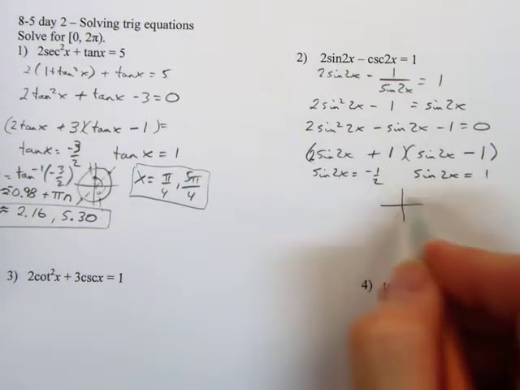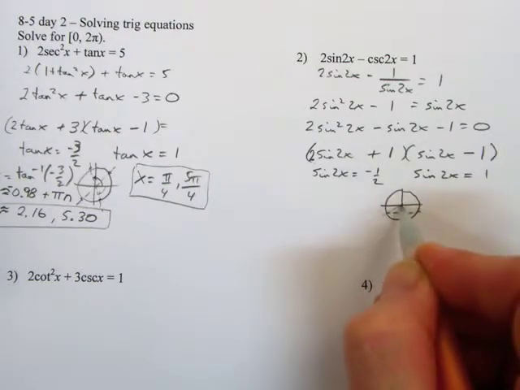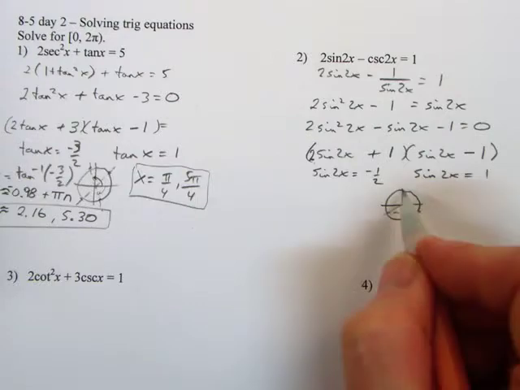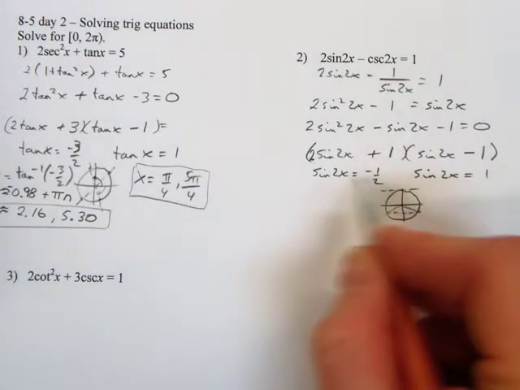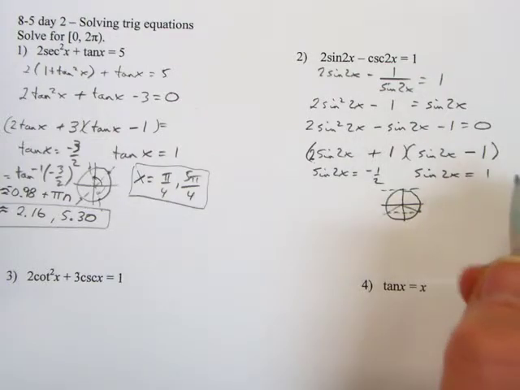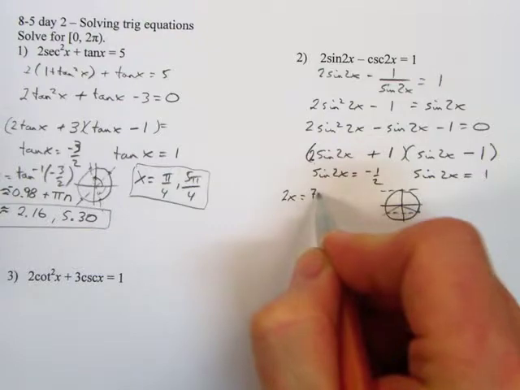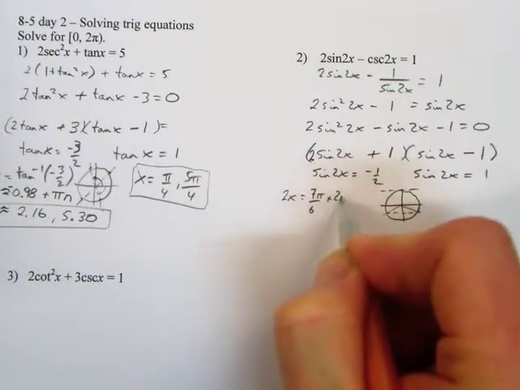So if I look at this, negative 1/2 would be down here. So there are two parts to that, and then positive 1 would be up here. But remember here we have this sine 2x part, so our periods have been changed. We get 2x equals 7 pi over 6 plus 2 pi n.